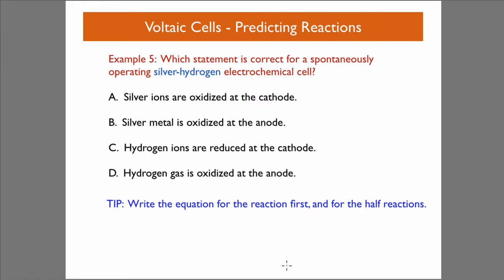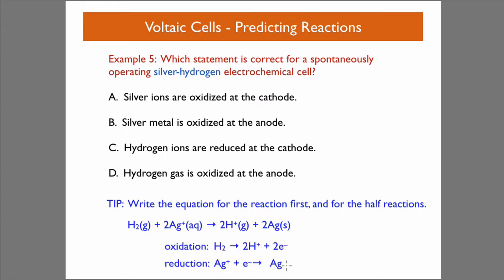Example 5. Which statement is correct for a spontaneously operating silver hydrogen electrochemical cell? A. Silver ions are oxidized at the cathode. B. Silver metal is oxidized at the anode. C. Hydrogen ions are reduced at the cathode. D. Hydrogen gas is oxidized at the anode. Again, let's write the reaction down, and I'm going to write down those half reactions. Okay, have a think which is correct.